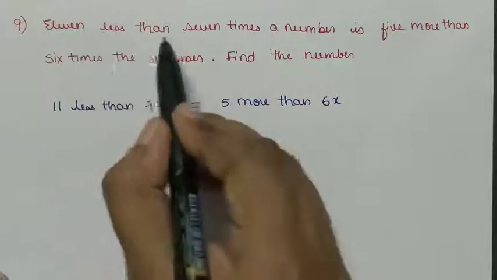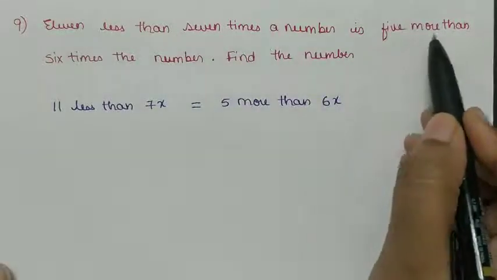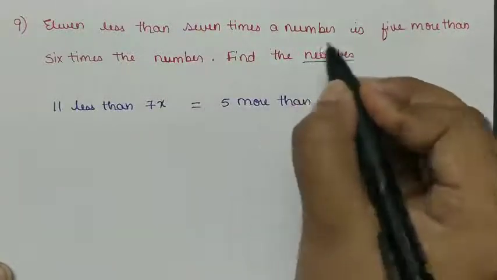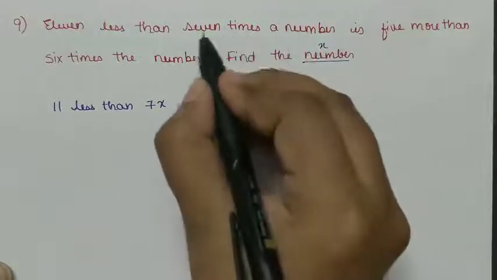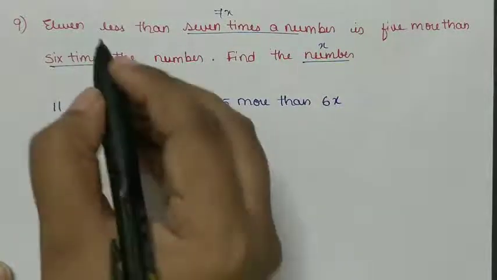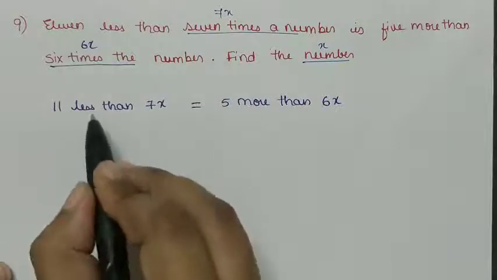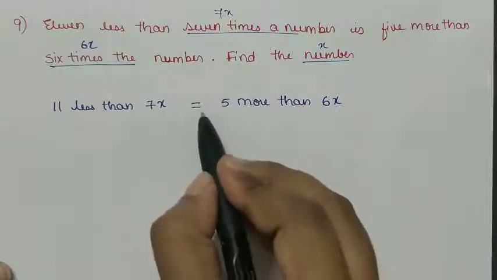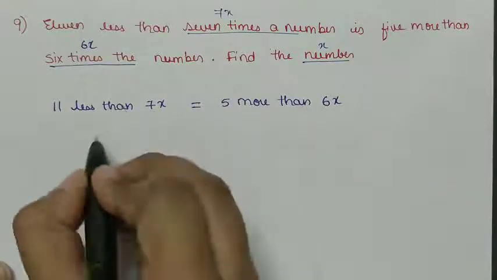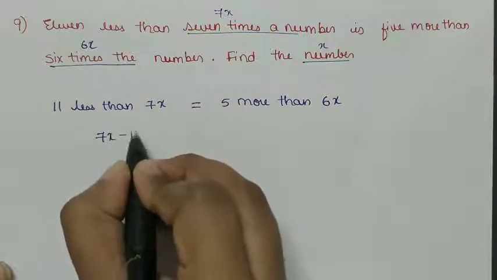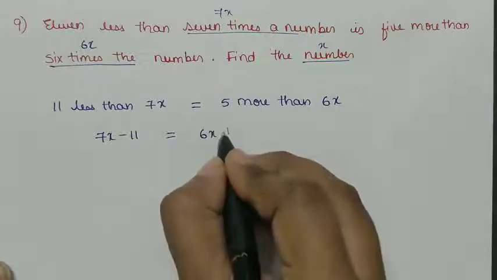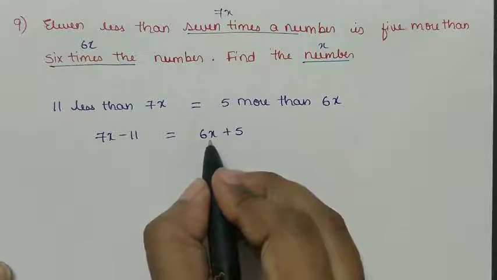Ninth one, 11 less than 7 times a number is 5 more than 6 times the number. Find the number. Let the number be x. Then 7 times a number is equal to 7x, and 6 times the number is 6x. Then 11 less than 7x is equal to 5 more than 6x. 11 less than 7x is 7x minus 11, equal to 5 more than 6x, 6x plus 5. We need to find the value of x.